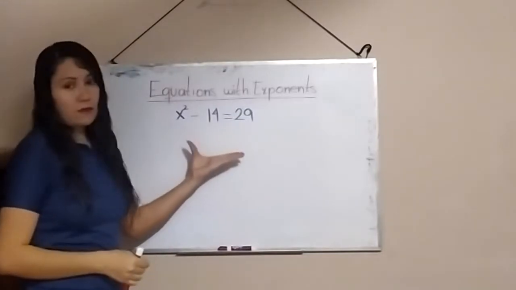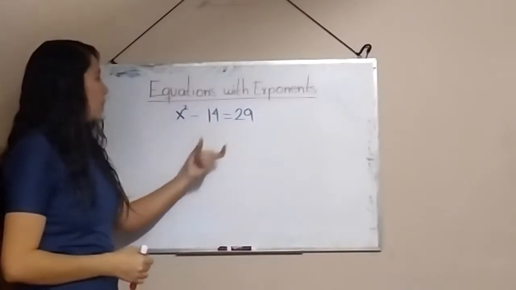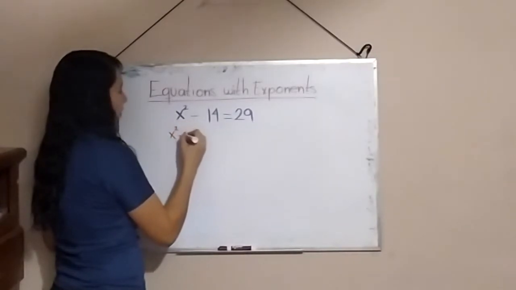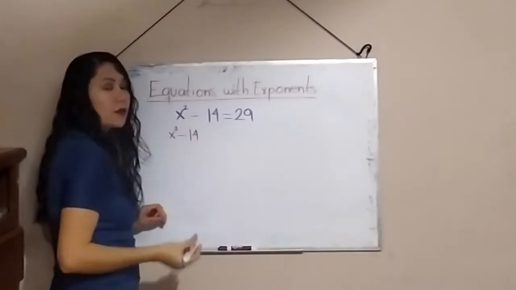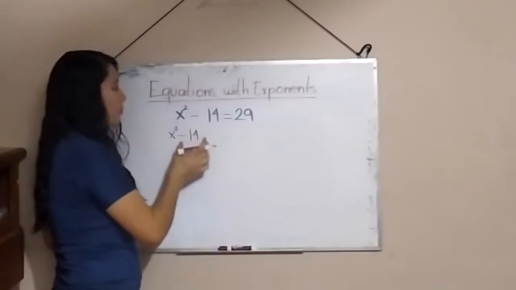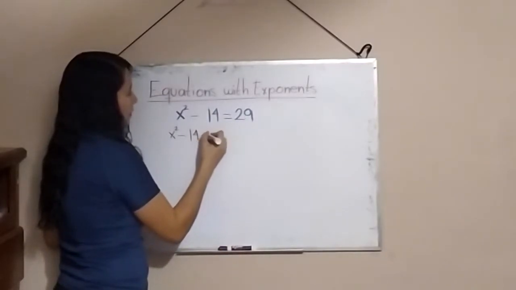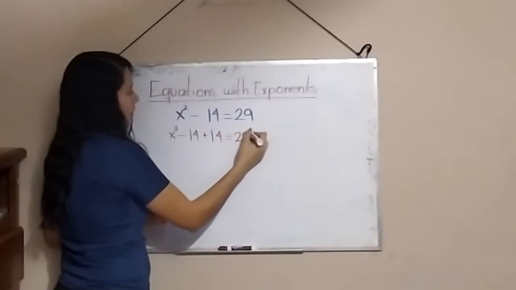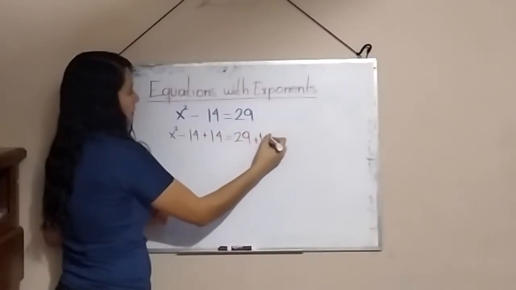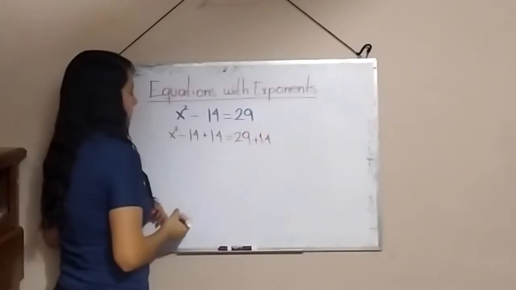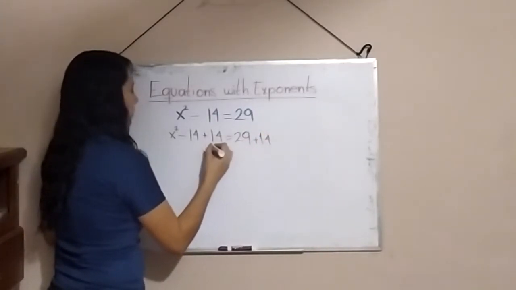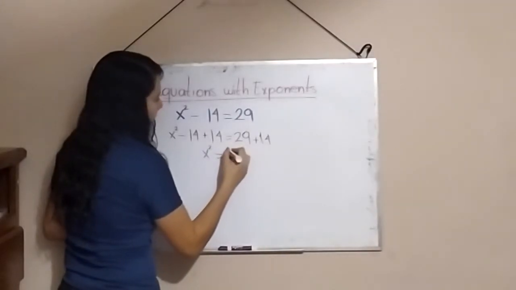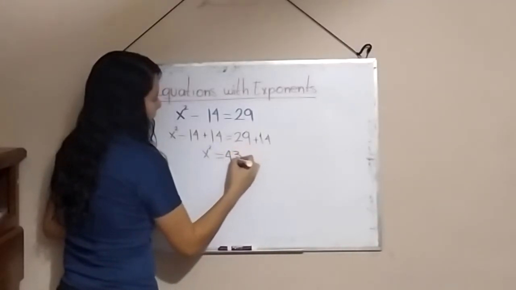What is the first thing we do is remove the 14. We have x squared minus 14. What can we add in order to remove this 14? We add another 14, but now positive. And we add it on both sides. As a result, we get x squared equals 43.